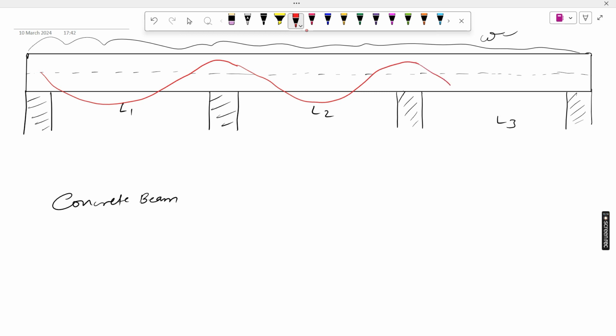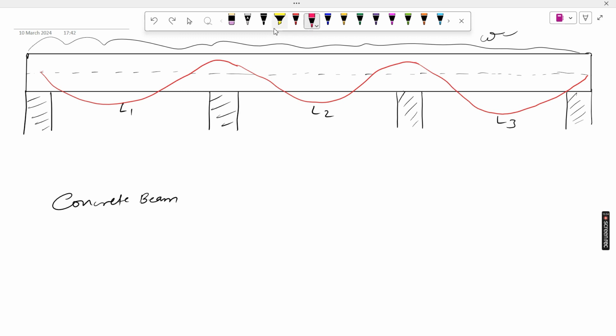I am drawing only the CG, meaning the neutral axis deflection shape. The beam cross section I draw like this. The beam will bend along the CG line. I should not draw more because it will become very complicated to explain. So you know how it will deflect. This is the deflected shape.